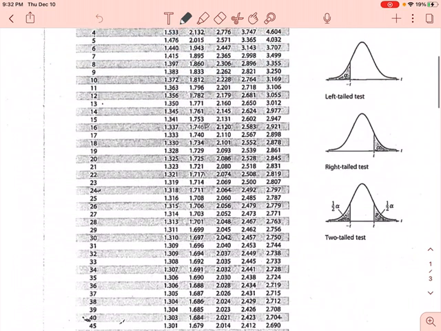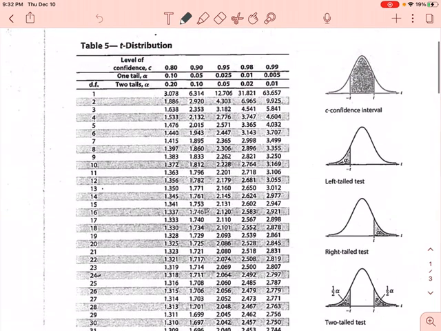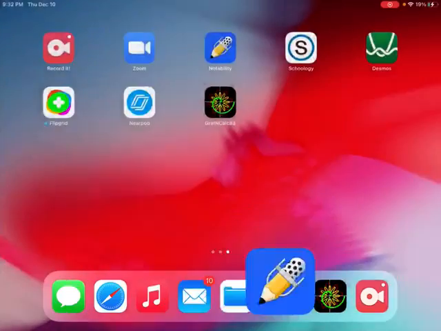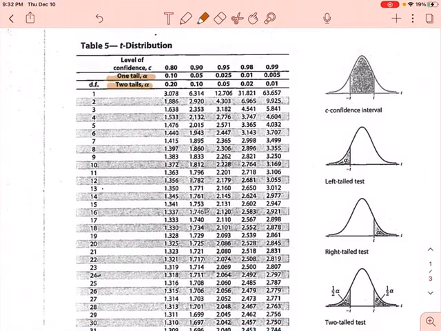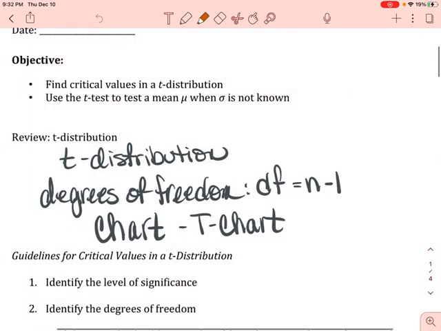Notice that before we used confidence intervals, but now if you look across the top, it says one tail and two tails. And that's where we're going to be. All right, so let's take a look at how this is going to work.